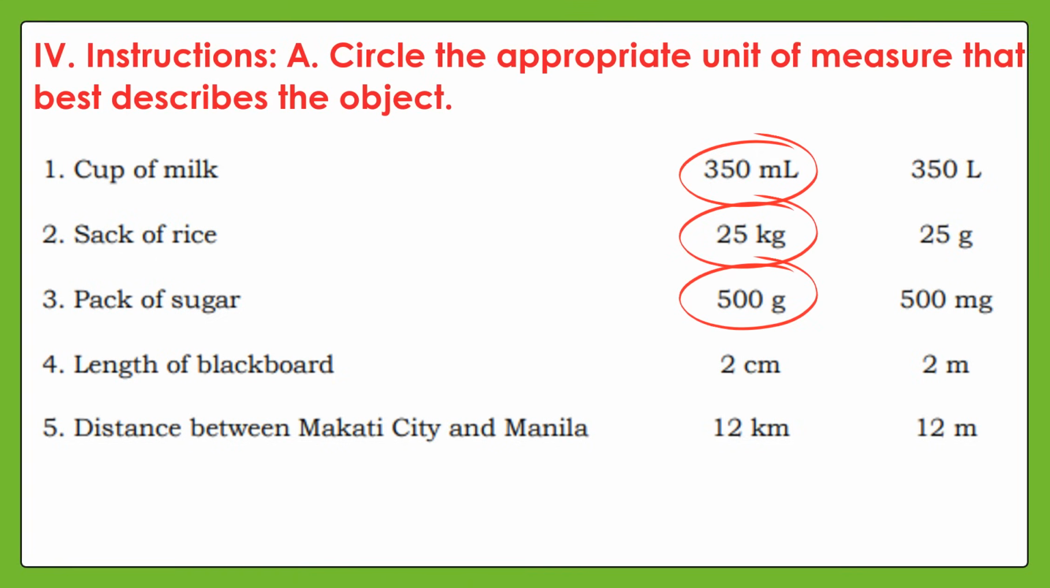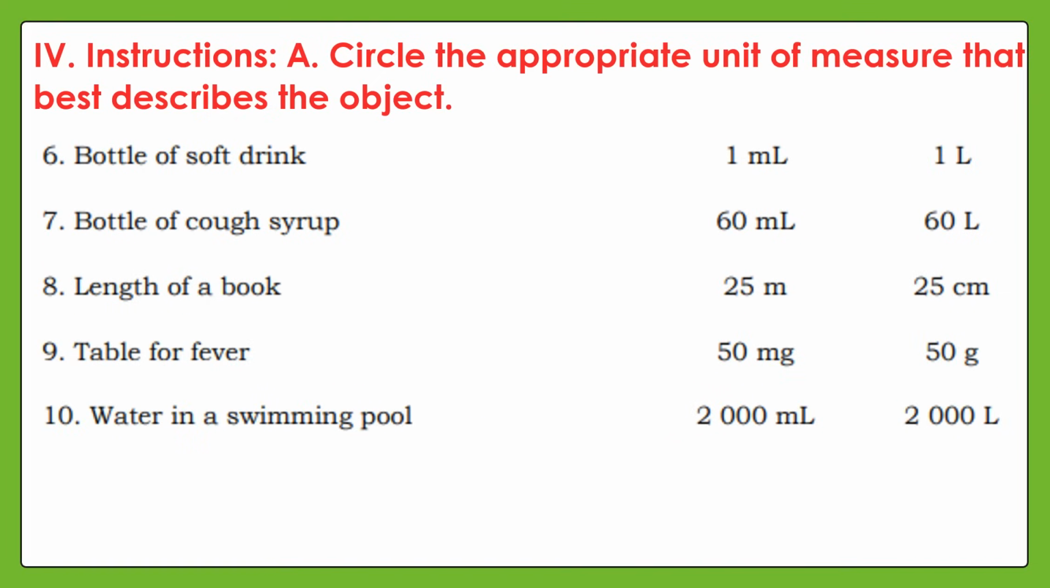Number 4, length of blackboard. The answer is 2 meters. Number 5, distance between Makati City and Manila. The answer is 12 kilometers. Number 6, bottle of soft drink. The answer is 1 liter.